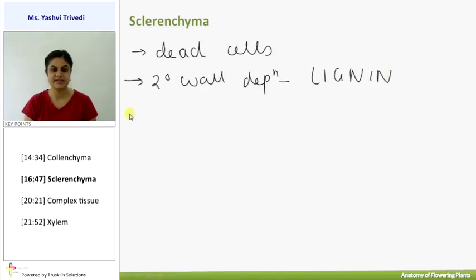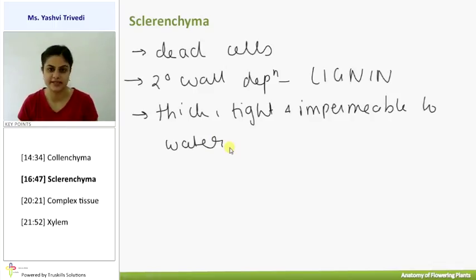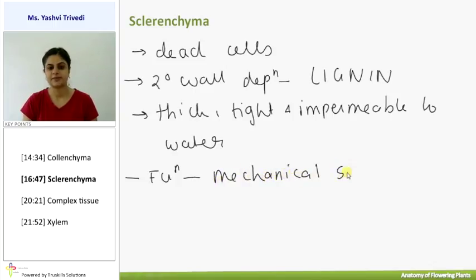Particularly this type of cell, the secondary wall deposition of lignin becomes so thick that the cell wall becomes thick, tight and impermeable to water. That means it won't allow the water or water-based particles to enter inside because of the high deposition of lignin. The main function of sclerenchyma is mechanical support. It is providing support to the part of the plant where they are located.